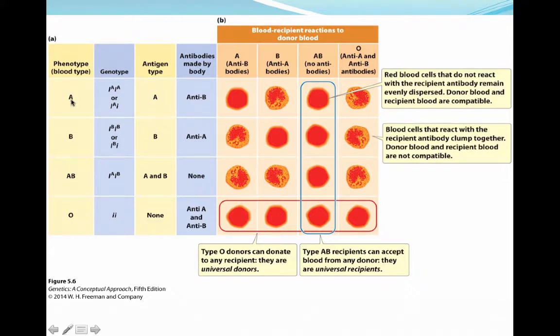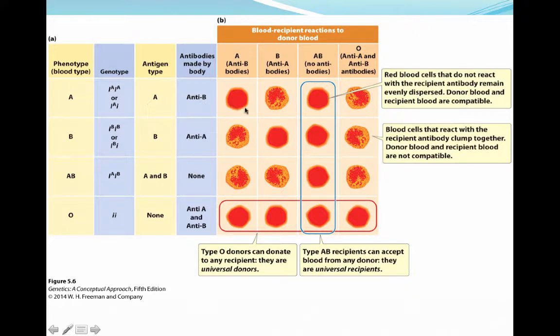So the phenotype of the blood type is shown in this first column, and the genotype that's associated with that phenotype is shown in the second column. And then just to better understand the antibodies that are associated with red blood cells, we've got the antigen type that is carried or coded for by the phenotype or the genotype. So for blood type A, those red blood cells are going to have an A antigen on them. Okay, so they are going to make an antibody for the B type.